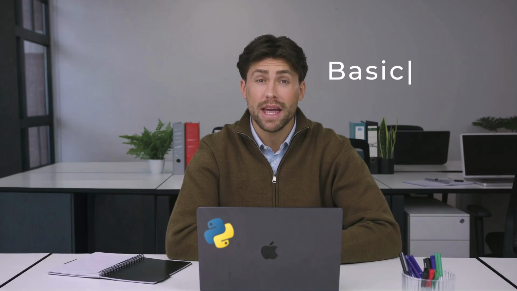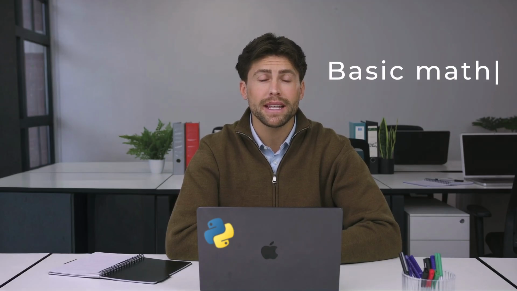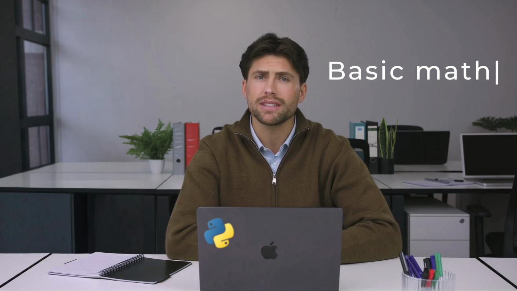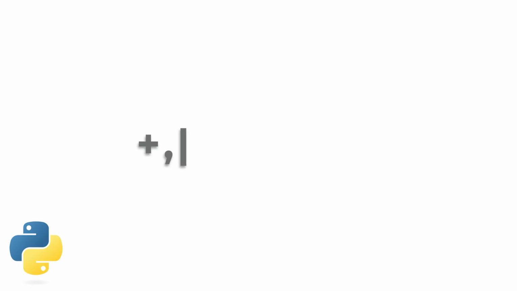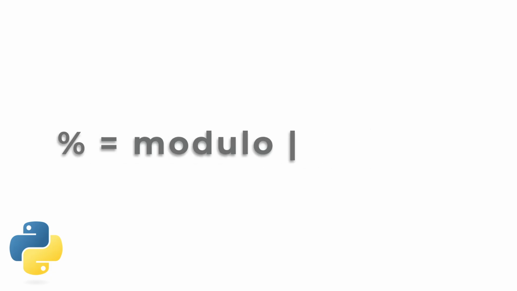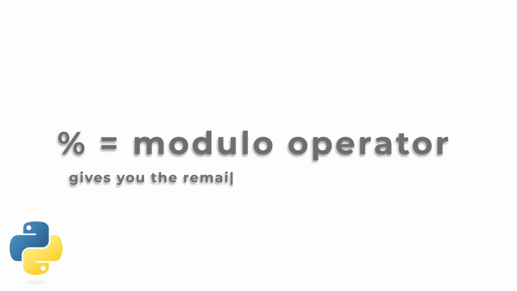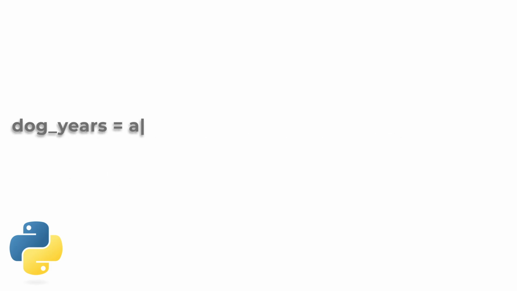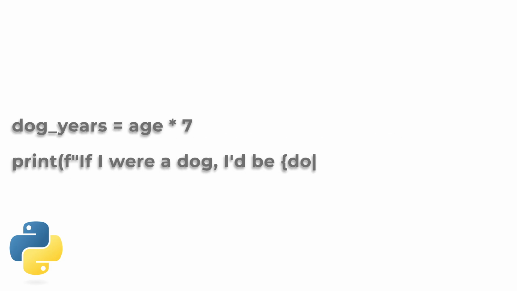Next up, basic math. Python can handle math operations just like a calculator. You've got your plus, minus, multiply, and divide. There's also %, called the modulo operator, which gives you the remainder of a division problem. For example, dog years equals age times 7. If I were a dog, I'd be dog years old. See? Now Python's not only doing math, it's bragging about it.